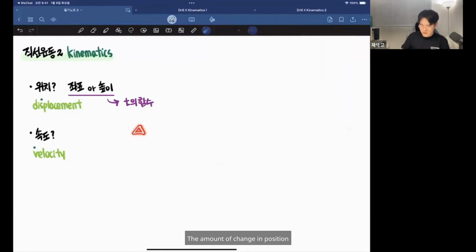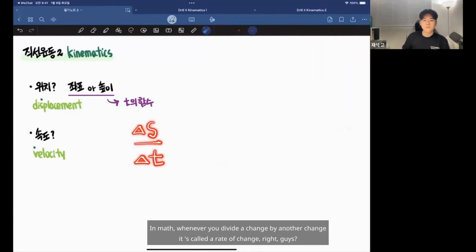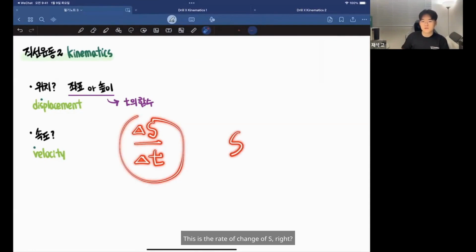The amount of change in position, you divided it by delta t, right? In math, whenever you divide a change by another change, it's called a rate of change, right, guys? This is the rate of change of s, right? So the definition of speed, guys, is the rate of change of position. Speed is the rate of change of position, guys.